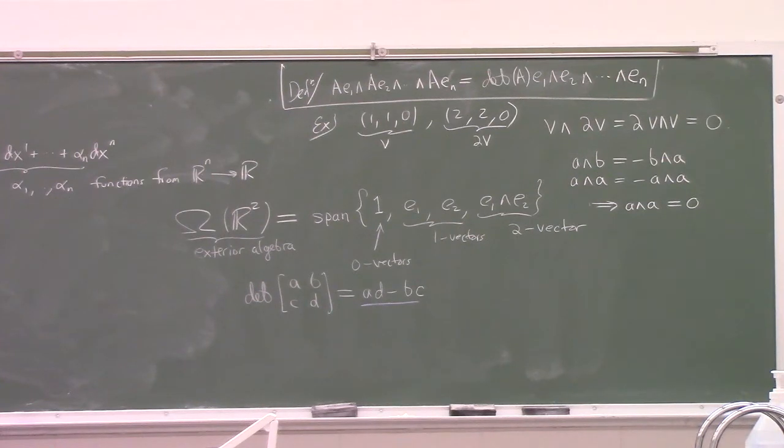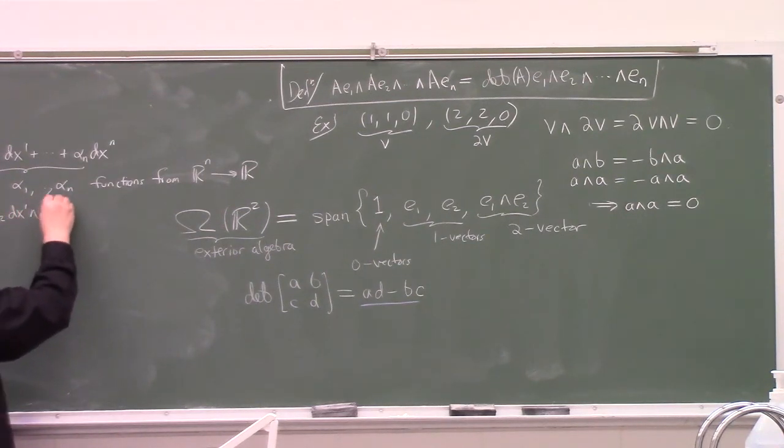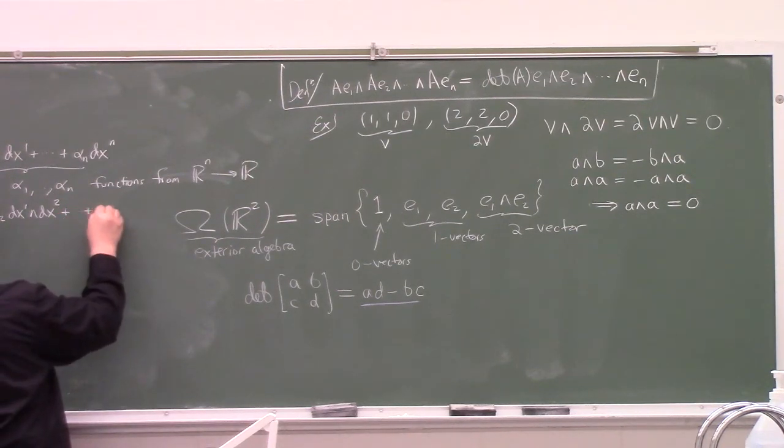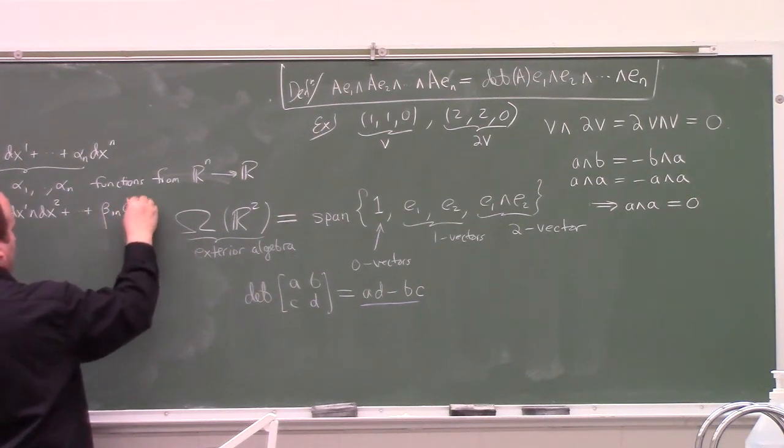A two form, again, is really a two form field, because we're essentially assigning a two covector at each point, if I was so foolish as to use that language. And what that's going to be is something like this. Beta 1,2 dx1 wedge dx2. And then what else can you do? How about dx1 wedge dx3, dx1 wedge dx4, dx1 wedge all the way to dxn. So this goes on. Beta 1,n dx1 wedge dxn.